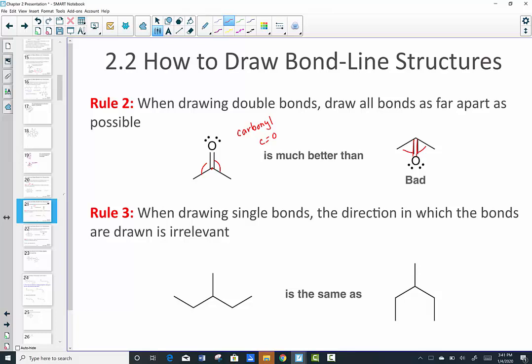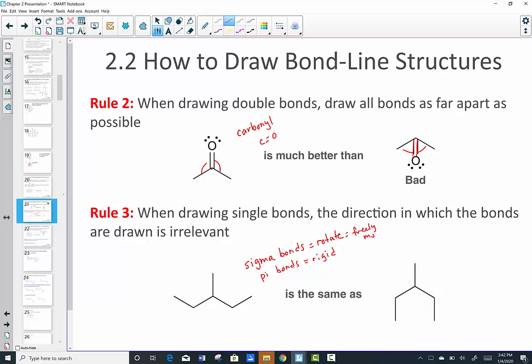Rule three, when drawing single covalent bonds, it absolutely does not matter which direction the bonds are drawn because these are sigma bonds, and we know that sigma bonds have complete freedom to rotate, where we know pi bonds are rigid and do not move. Sigma bonds rotate, which simply means they freely move.